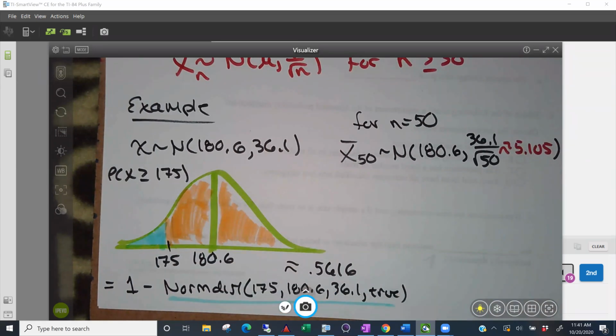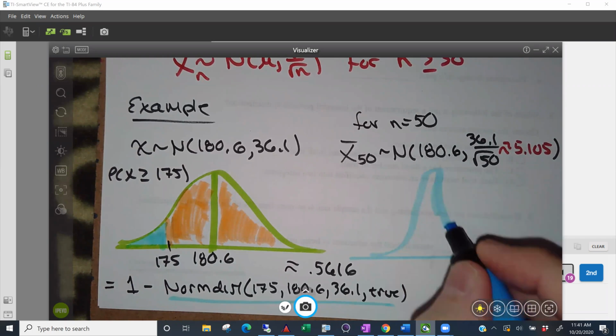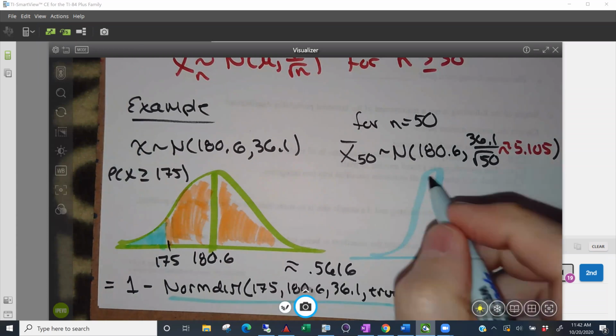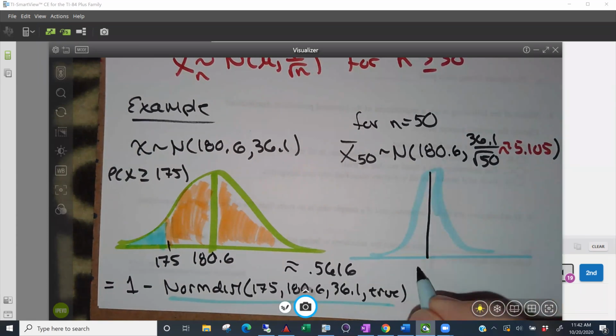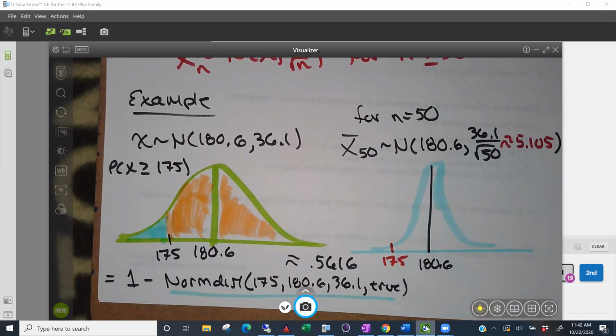But I can't draw it wonderfully. I'll try and draw it a little bit to scale here, maybe. I knew I'd struggle with that. So it's a much narrower distribution. So I've got my 180.6 here. 175 is still over to the left, but there's probably a lot less area to the left of this and a lot more area to the right of this. So we'll figure out just how much in a second.